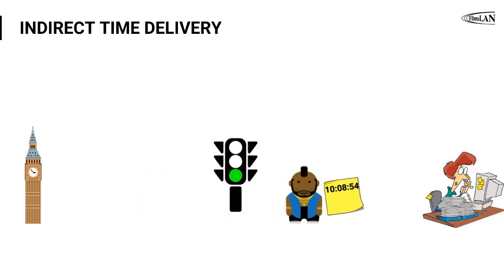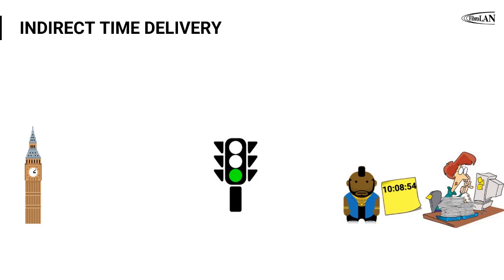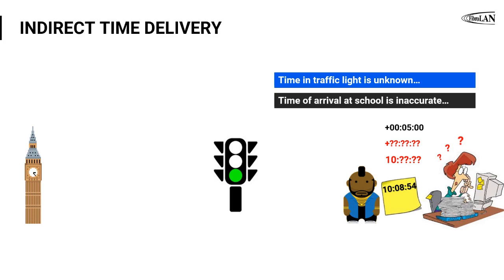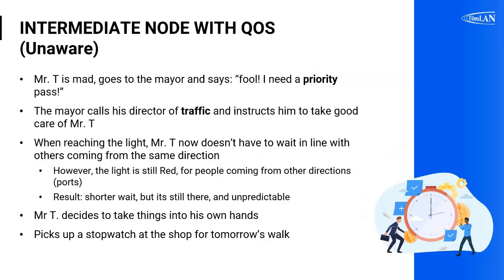Now, when Mr. T arrives at the school, the actual time it took him to reach there is longer. The known walk time is not enough. The result is Mrs. S adjusting the school's clock to the wrong time. In fact, a few minutes behind the real time. Could traffic prioritization provide a suitable solution in this case?